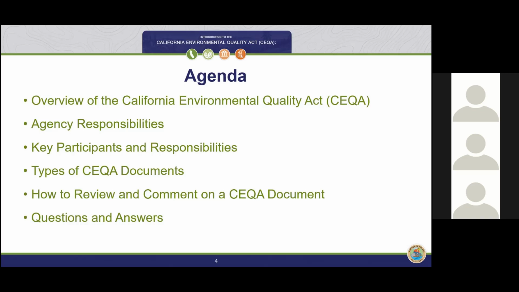As part of that, we talk about agency responsibilities, the key participants and their responsibilities in the CEQA process. We'll talk about the main types of CEQA documents that are most commonly referred to and used in processing land use applications. And we'll also talk about the most effective way to review and comment on a CEQA document. And then following that, we'll have our Q&A session. And with this, I'll turn it over to Brad.